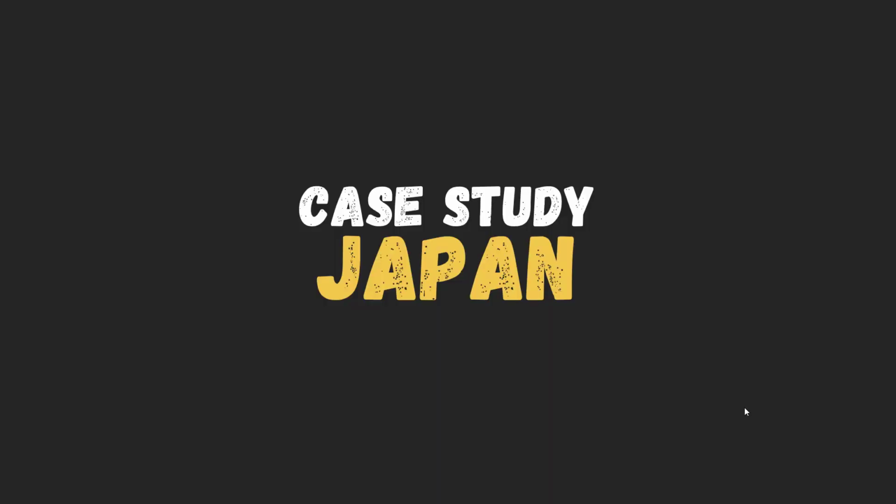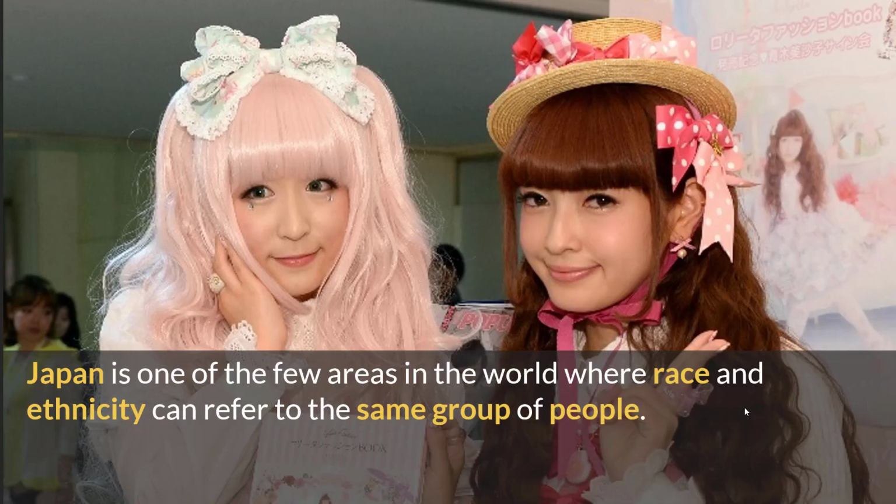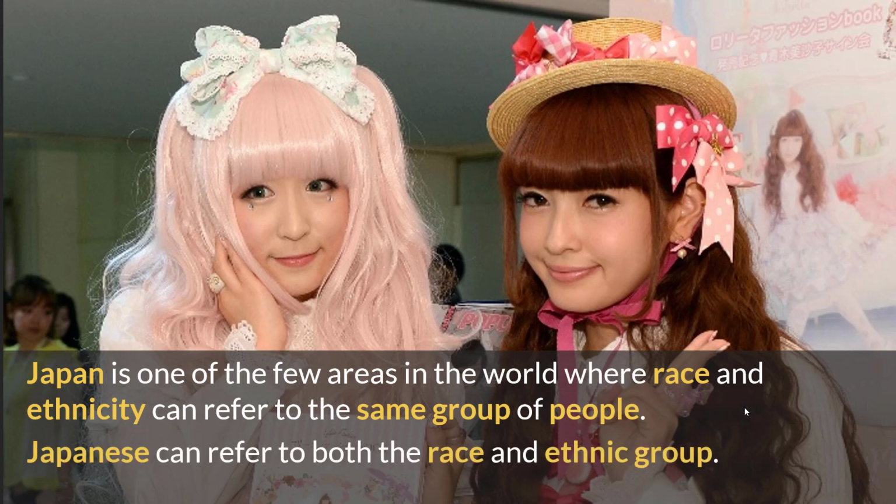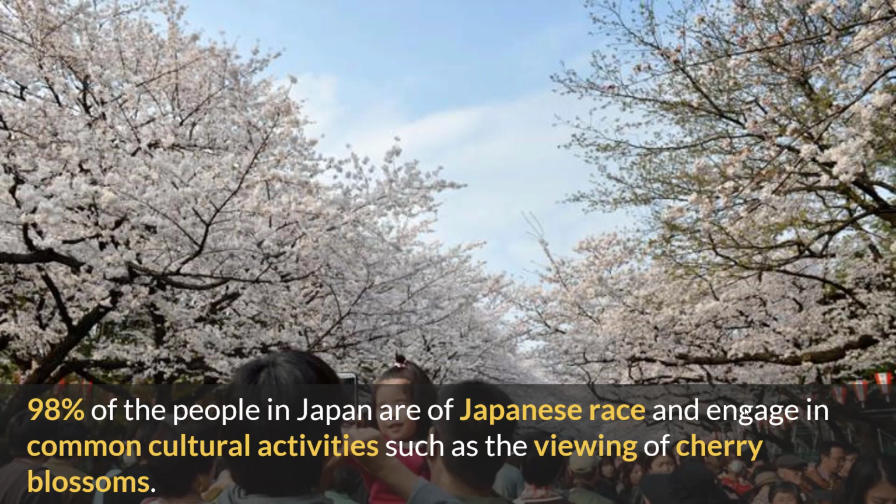So let's take a look at the case of Japan. Japan is one of few areas in the world where race and ethnicity actually coincide. They refer to the same group of people. What is your race? Japanese. What is your ethnicity? Japanese too. And Japanese could refer to both race and ethnicity. So 98% of people in Japan are of Japanese race. We have 2% which are the minority.